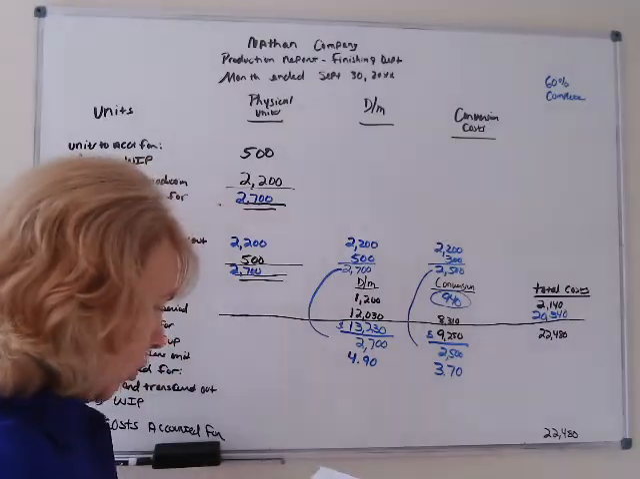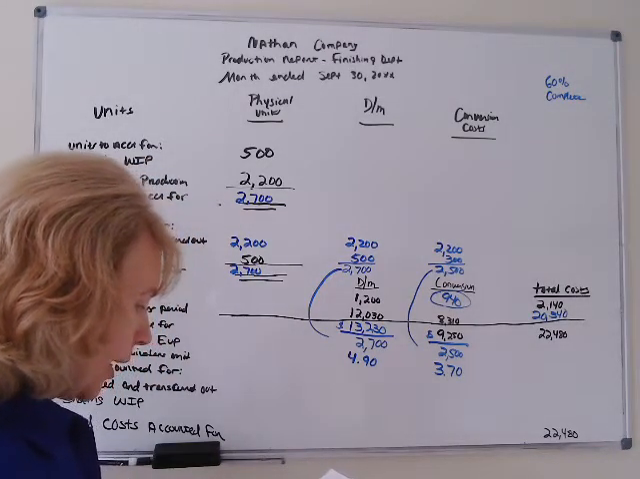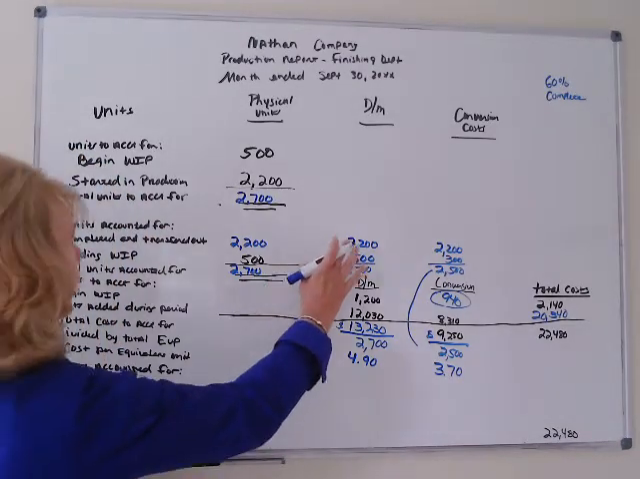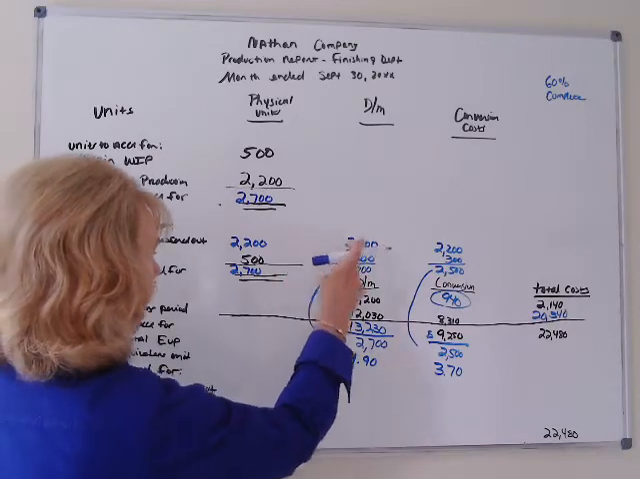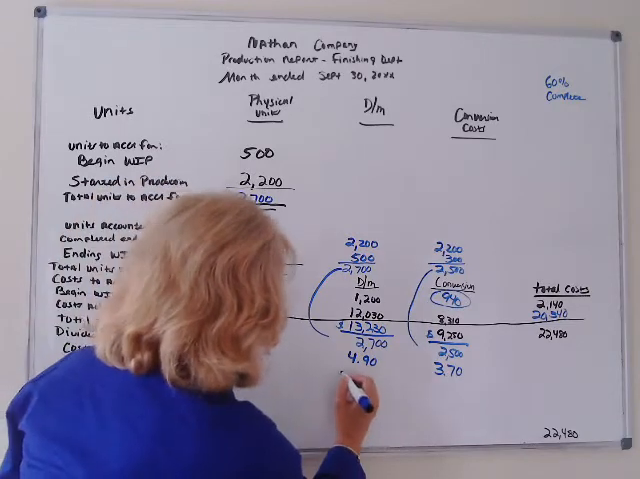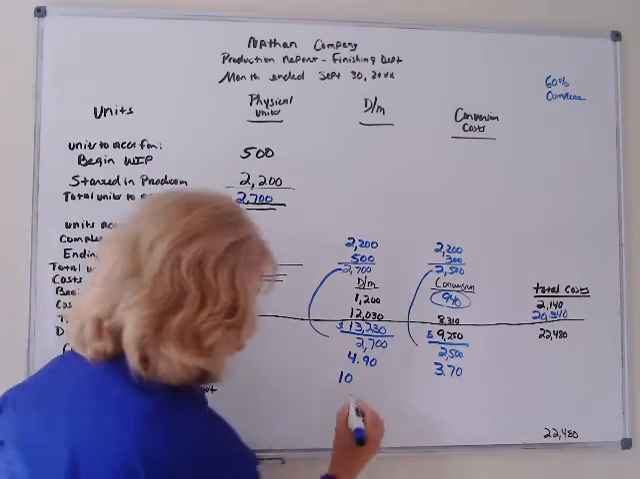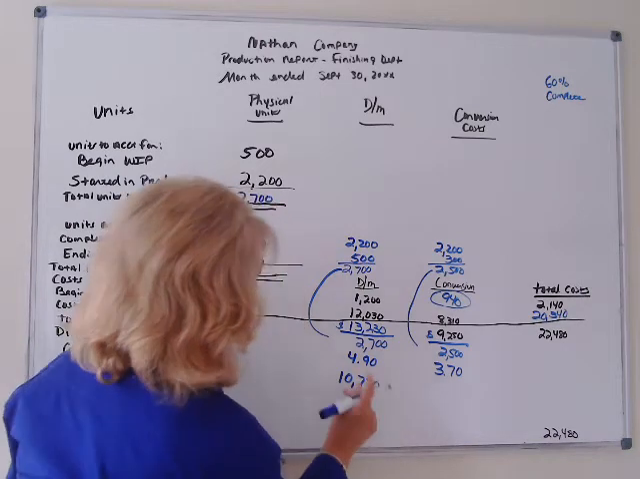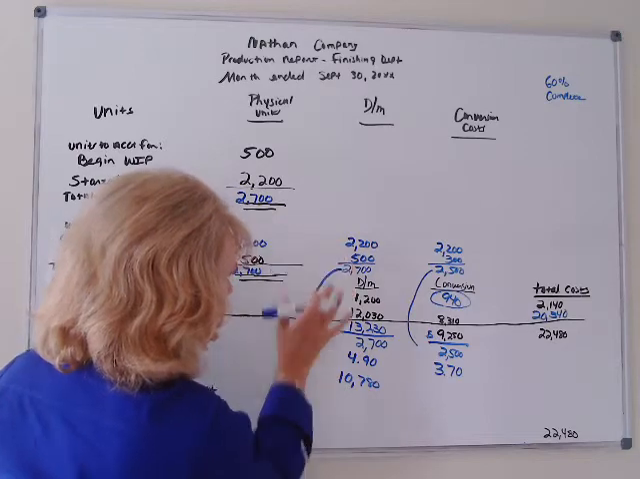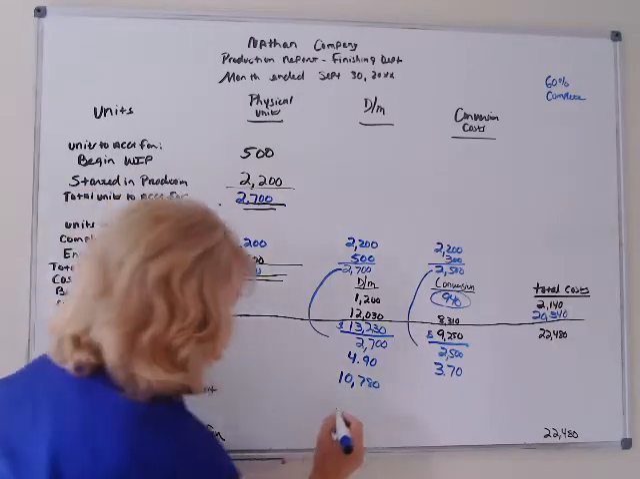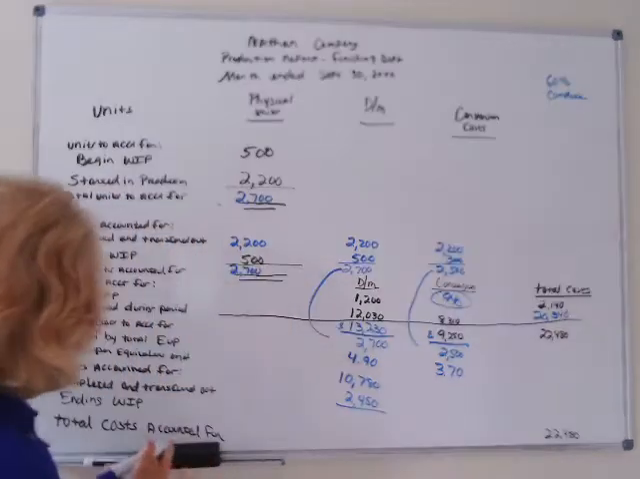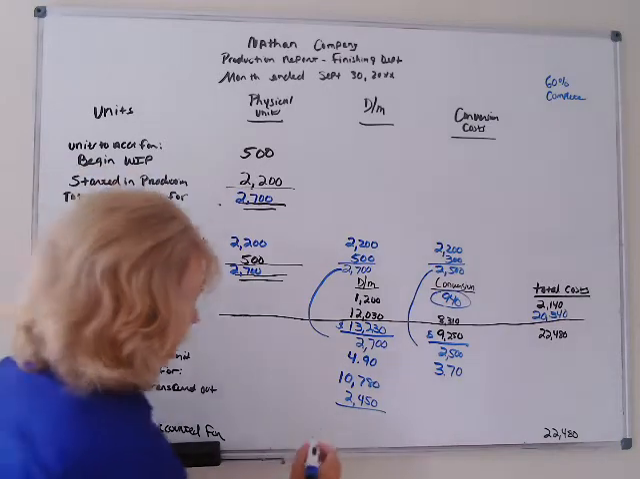Next, I am going to figure out the completed and transferred out. How am I going to do that? I'm going to go back up here, to completed and transferred out. I take 2,200 and multiply it by 4.9. That gives me, for direct materials, 10,780. Next, I take the 500 in ending work in process, multiply that by 4.90, and that gives me 2,450.